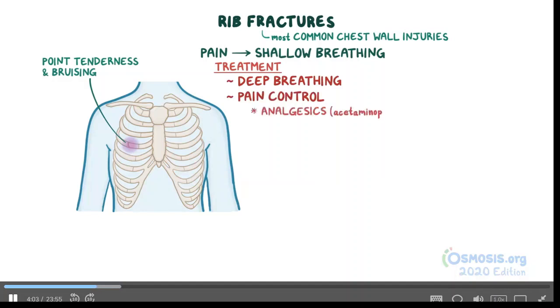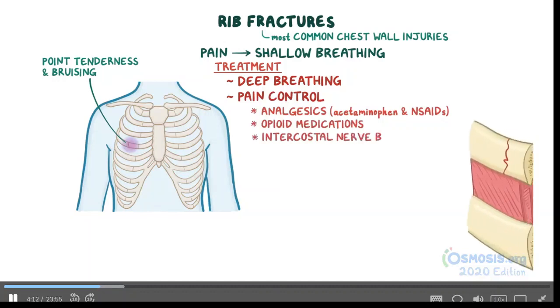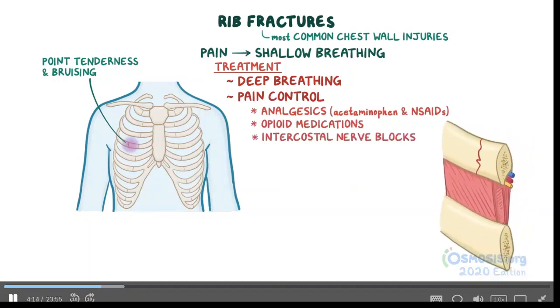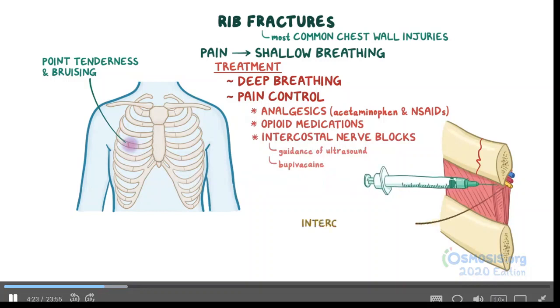Analgesics like acetaminophen and NSAIDs are a good start. Sometimes opioid medications are used even though they can cause respiratory depression. Intercostal nerve blocks are a great option for pain control. Under the guidance of ultrasound, a local anesthetic medication like bupivacaine is injected just below the edge of the fractured rib because that's where the intercostal nerves run.